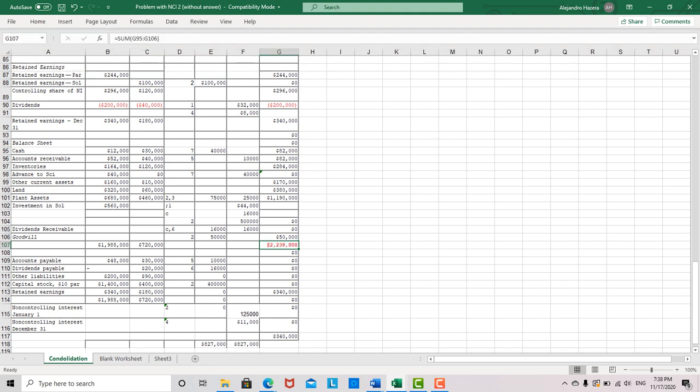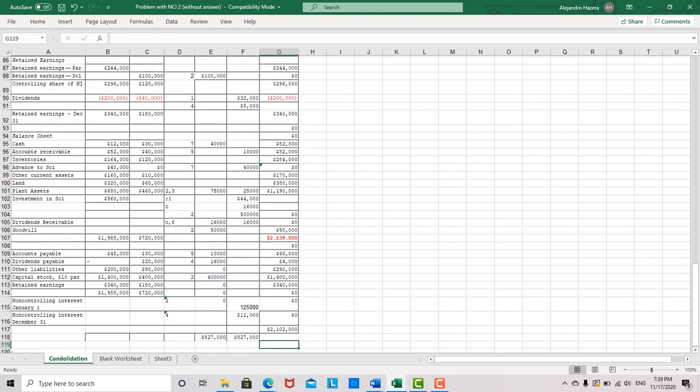And then we'll just finish up with accounts payable, which is 48 plus 30 minus 10, 68. Dividends payable is 20 minus 16, which gives you 4. And that 4 is the 20% of the dividends that are due to the non-controlling interest. Other liabilities is 200 plus 90. I don't think there's anything else there, 290. Capital stock is 1,400 plus 400 minus 400. Gives you that out right there.